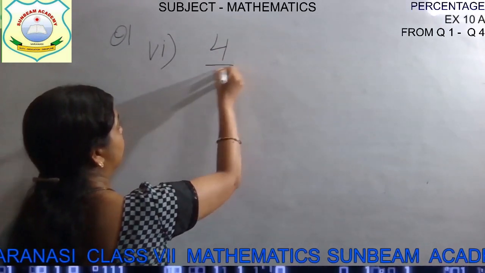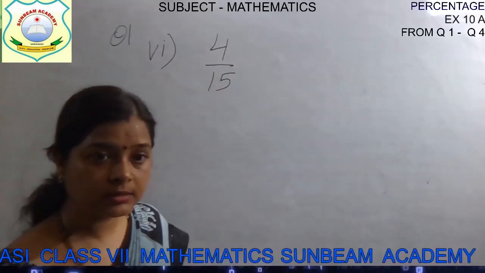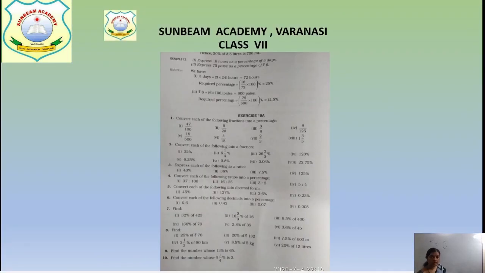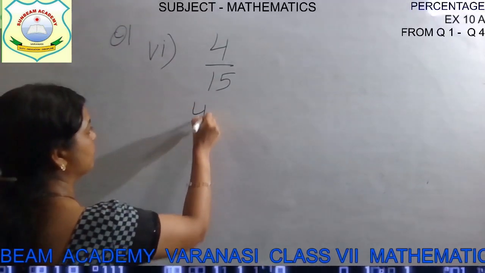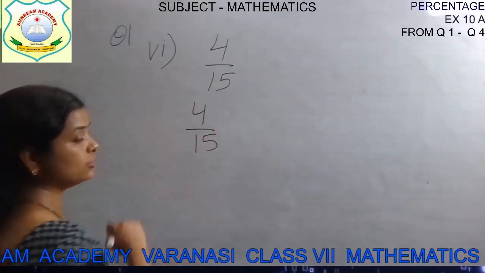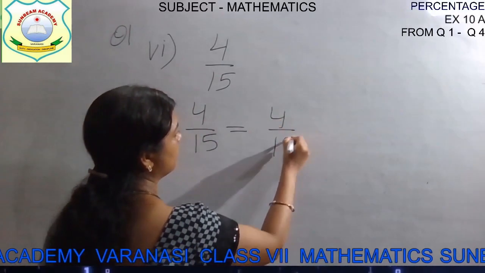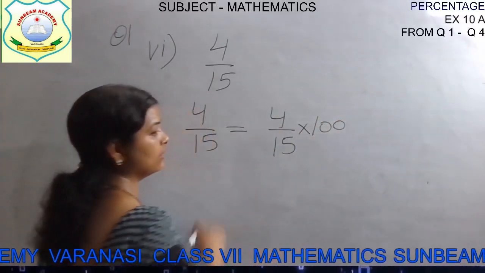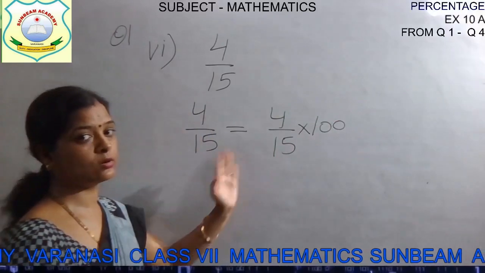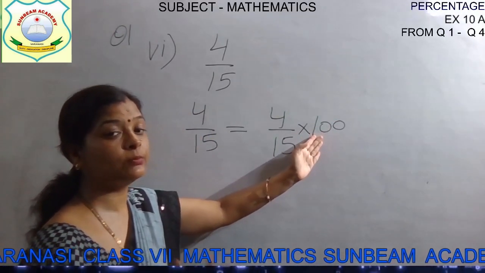4 by 15. This is the question. Let me see it. 4 by 15. Yes, it is correct. Now 4 by 15, you have to convert it into percentage. So what will you do? You will multiply 4 by 15 with 100. And once you put the 100 sign, see, these two are not equal. Why have you put this 100 sign? So that you can convert it into percentage.